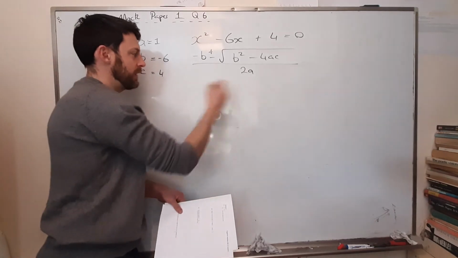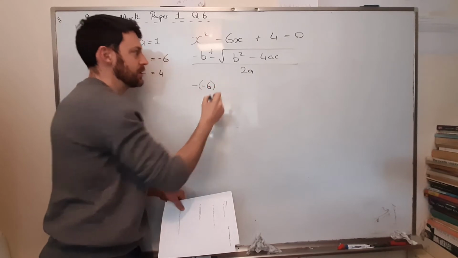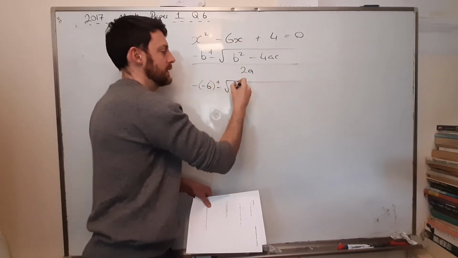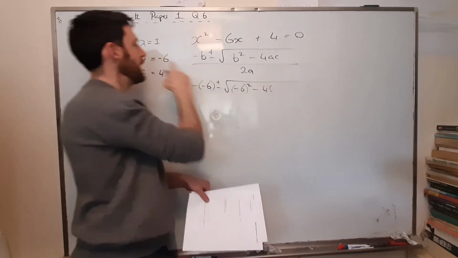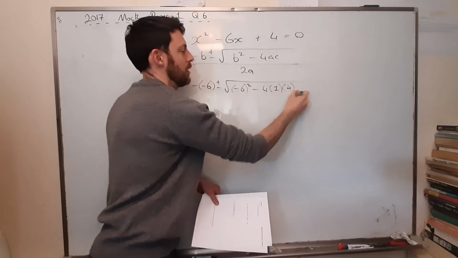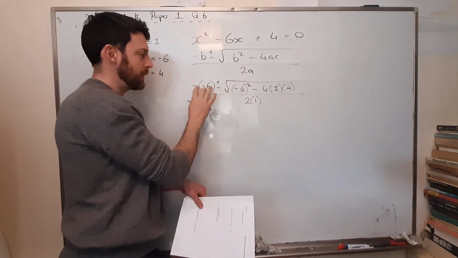So minus stays there, and b in this case is -6, so we have 2 minuses beside each other. Plus or minus the square root of b squared, which is -6 again, to be squared, minus 4 times a, which is 1, times c, which is 4, all on top of 2a, which is 1. So let's do this. Minus by minus is plus.